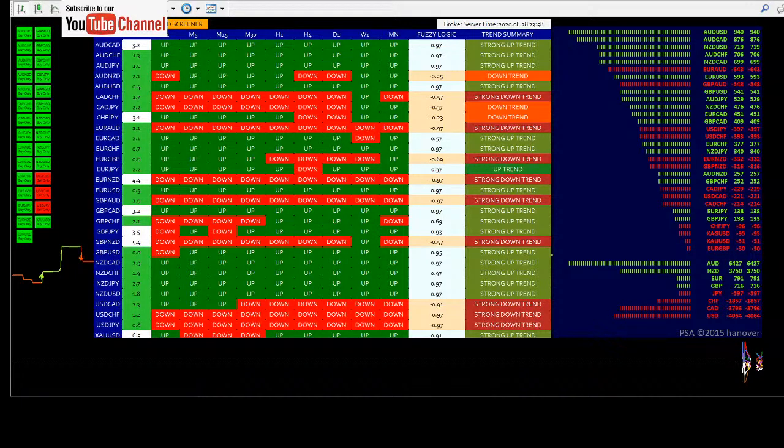AUD CAD. So AUD CAD looks like it closed above this. It made a small fake out here. Small fake out, closed back in the range, then went up again. So this is on the 4 hour. Let's take a look at daily.